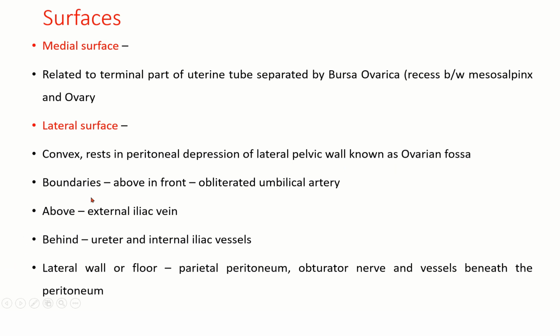The boundaries of the ovarian fossa are: above and in front, the obliterated umbilical artery, and above, the external iliac vein. Behind, the ureter and internal iliac vessels. Lateral wall or floor is formed by parietal peritoneum. Obturator nerve and vessels lie beneath the peritoneum. So that is why if the ovary is inflamed, this obturator nerve will be irritated and the pain will be radiating to the medial aspect of the thigh and the knee joint.